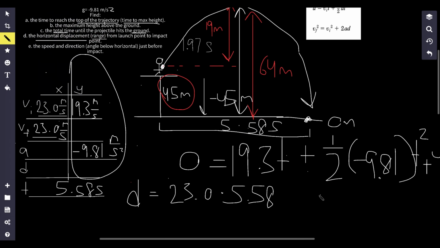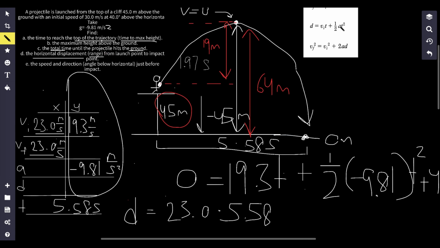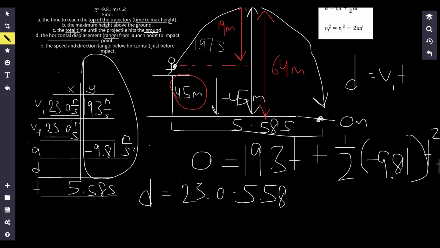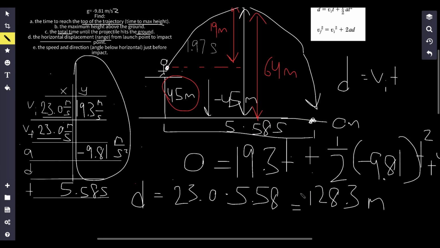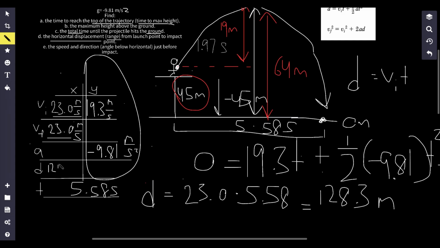So the key thing to note is that if there's no acceleration, the displacement is just equal to the initial velocity multiplied by time, because the second term just completely zeroes out. So if you actually do this, you should get a value around 128.3, something around those lines, 128 meters. Okay. So that is my total displacement in the x direction.